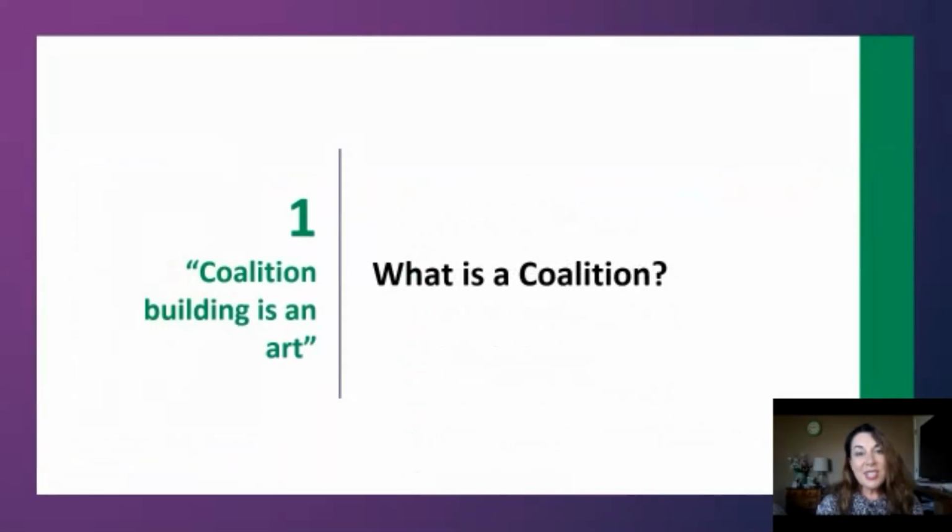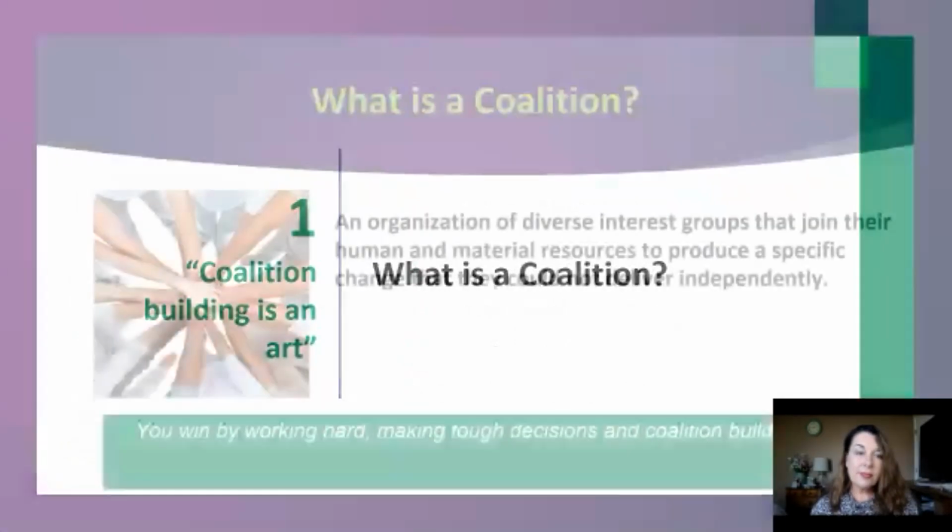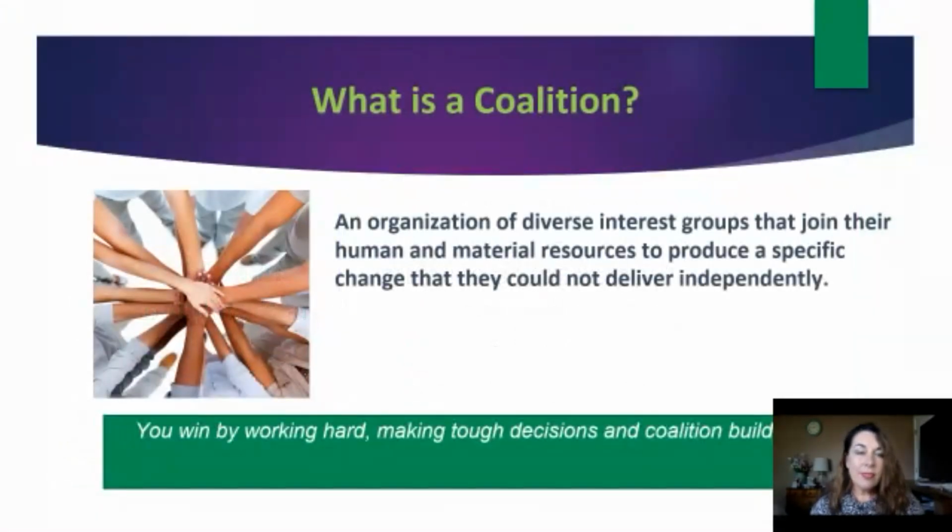Coalition building is an art, but what is a coalition? According to its definition, a coalition is an organization of diverse interest groups that join their human and material resources to produce a specific change that they simply could not deliver independently.